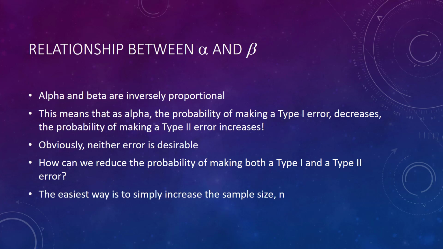Well, the easiest way to decrease both at the same time is to simply increase the sample size n that we are using.